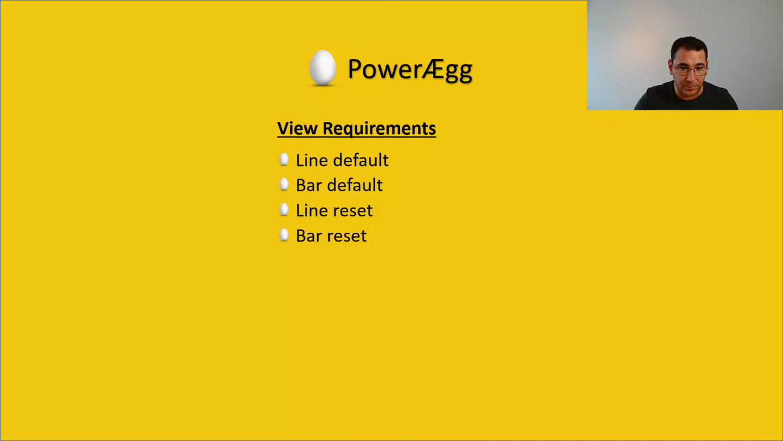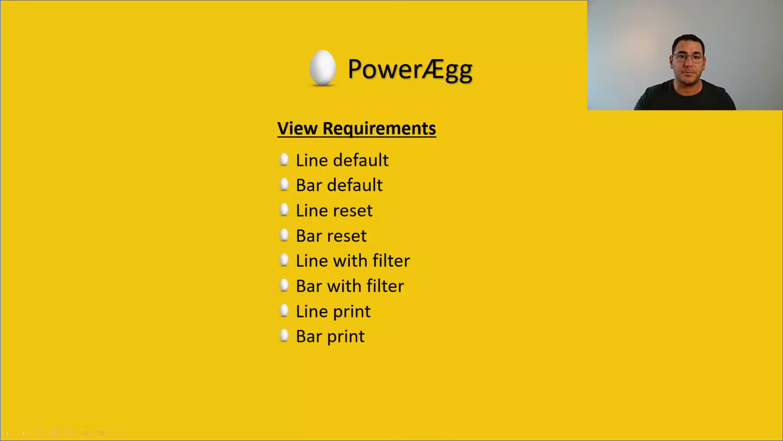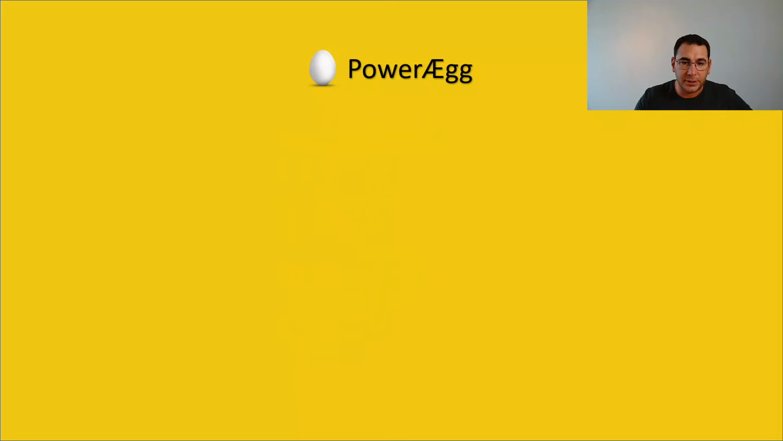The same for the bar chart. Then we have the line with the filter pane, which is the line chart with the filter pane opened. The same thing with the bar chart. And then we have our print view for the line chart and our print view for the bar chart. All right, in order to create our views, we have to define our bookmarks. So let's go ahead and start with adding all the bookmarks for every view we have.